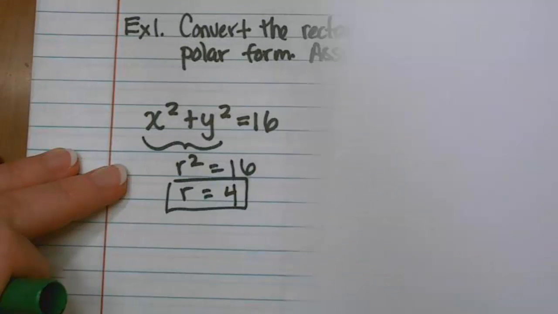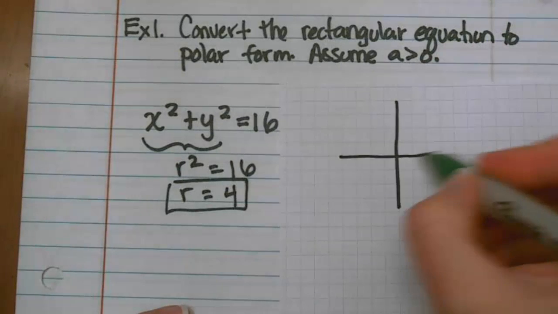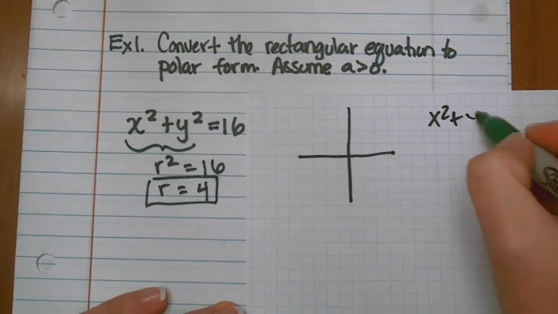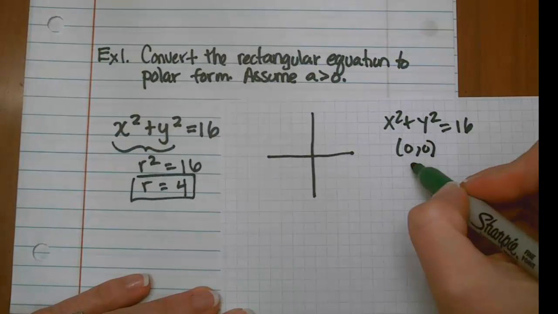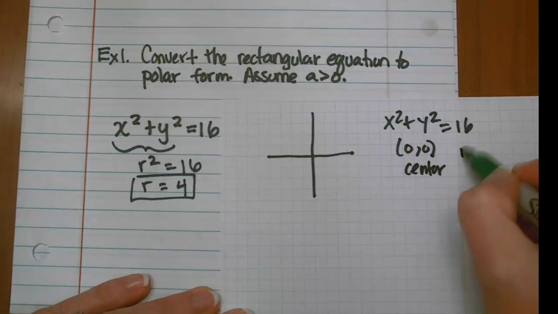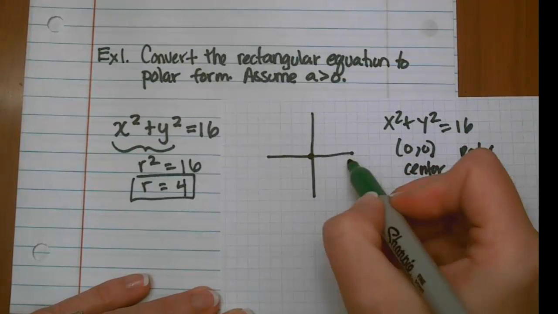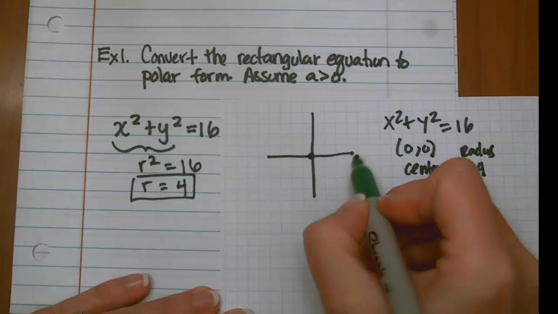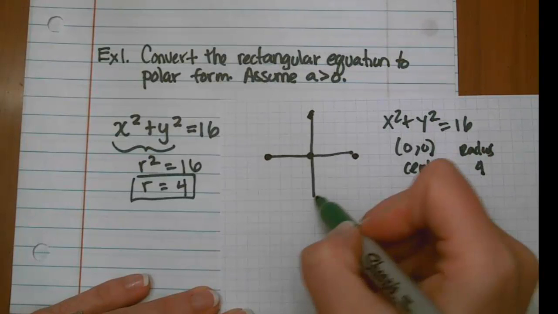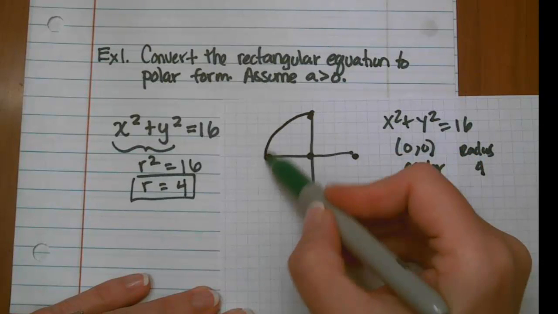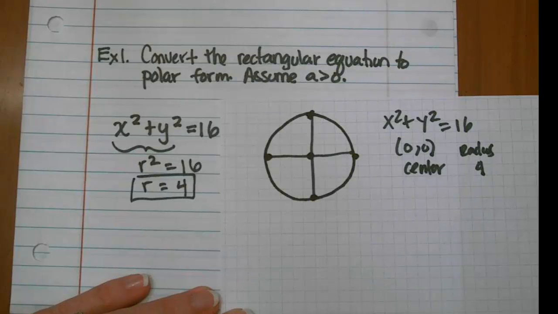Why is that? Well, if I take a rectangular graph, x squared plus y squared equals 16 means I have a (0, 0) center, and it means my radius is 4. So I would go to (0, 0), and then I would go out a distance of 1, 2, 3, 4, 1, 2, 3, 4. And I know that you are all awaiting my pretty circle. It's probably not going to be very good. Actually, it didn't turn out awful. So that is what it is in rectangular form.